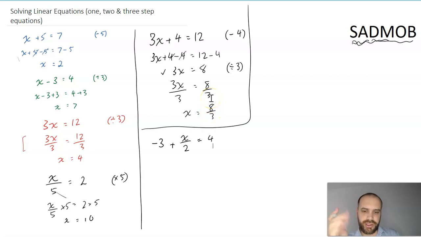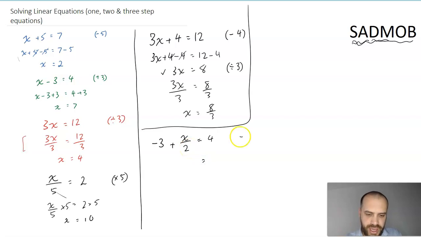So what about a question like this one? Negative 3 plus x divided by 2 equals 4. Now we need to get rid of the negative 3 and we need to get rid of the 2 because we want x to be by itself. But which one should we get rid of first? SAD MOB tells us that we should get rid of the subtractions and the additions first. So there's this negative 3 that we should get rid of. We'll do the division after we've done the subtraction.